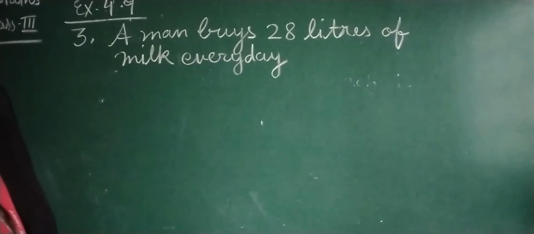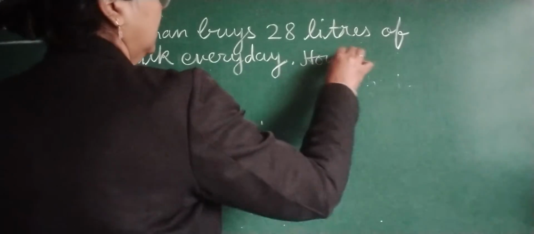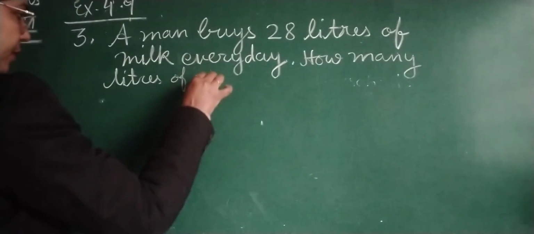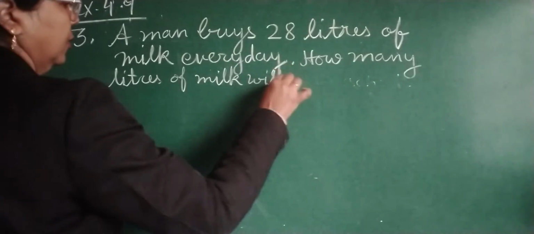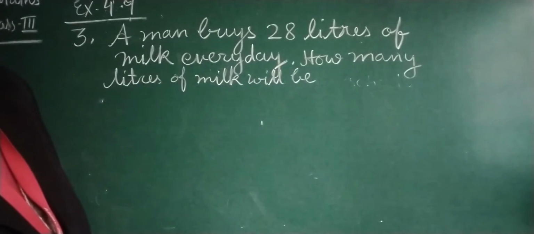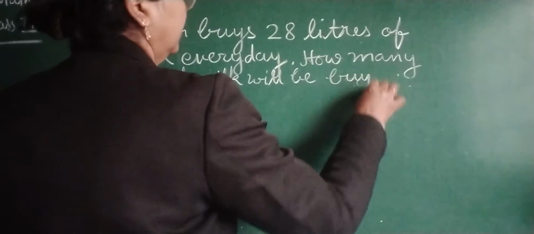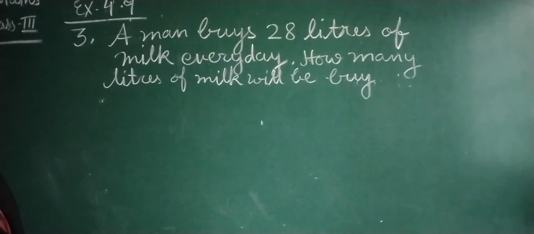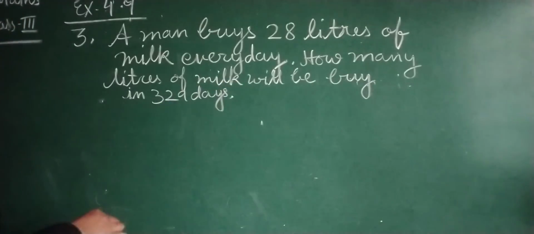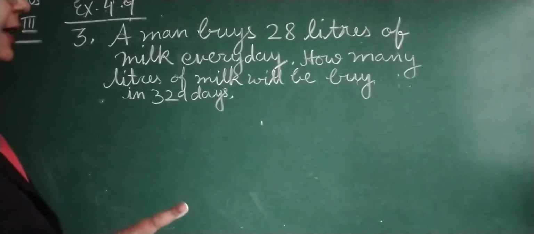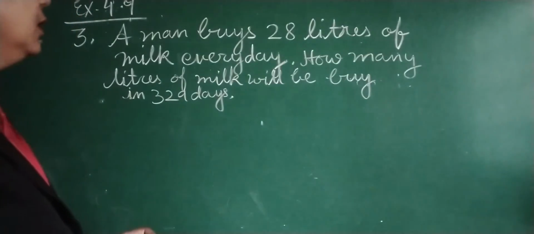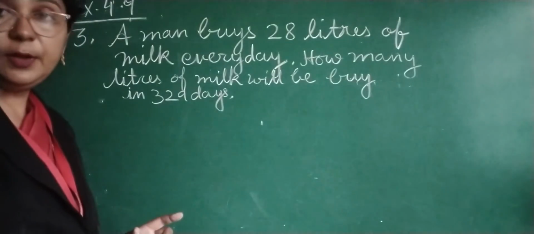How many liters of milk will he buy in 329 days? In 329 days. ठीक है, अब इसको पहले समझ दीजिए कि लिखा क्या है. A man buys 28 liters of milk every day. 28 liters, एक व्यक्ति जो है, एक आदमी जो है, man, कितना खरीदता है? 28 liters every day. Okay?